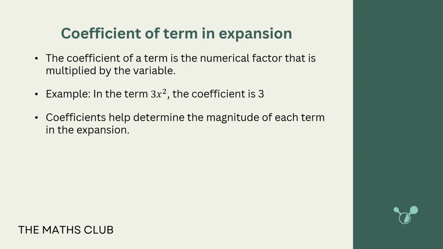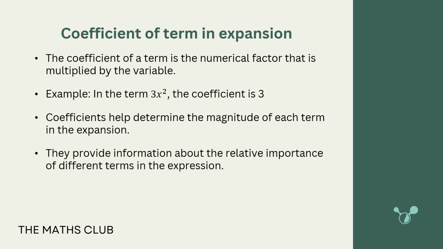Coefficients help us to determine the magnitude of each term in the expansion, that is how large the term is. So they provide information about the relative importance of different terms in the expression. So the higher the coefficient, the more important that term is. A term is like this entire thing, 3x squared.